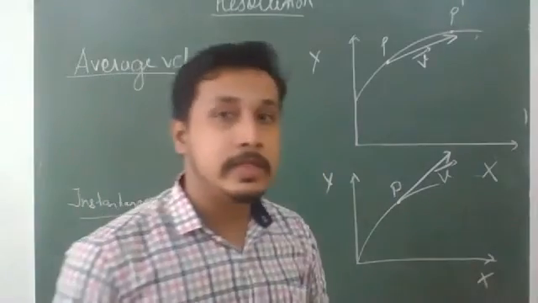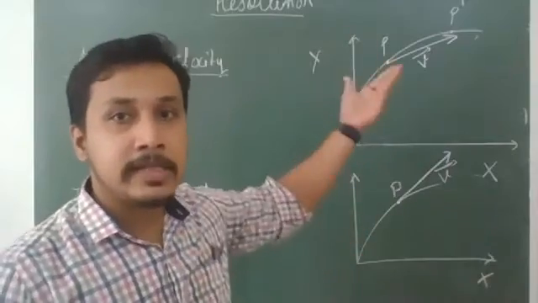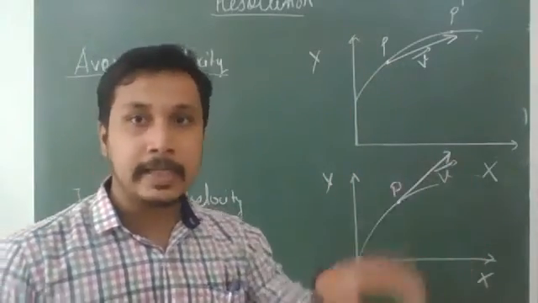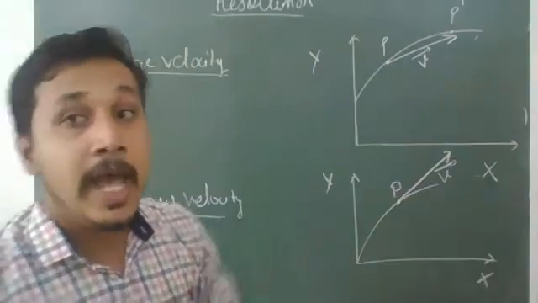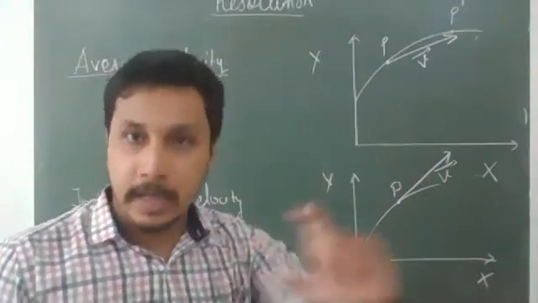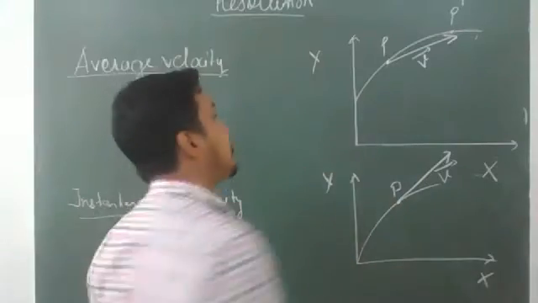So the first procedure: we will be drawing a dotted line on the x and y axes. The length cut by that dotted line on the x axis will indicate the x component of the velocity, and the length which it cuts on the y axis will give the y component of the velocity.